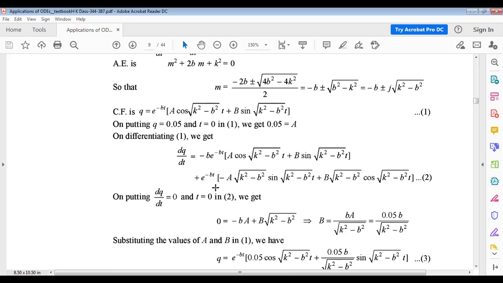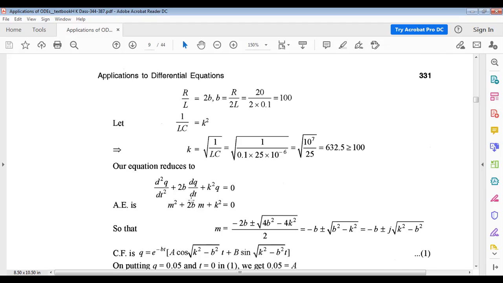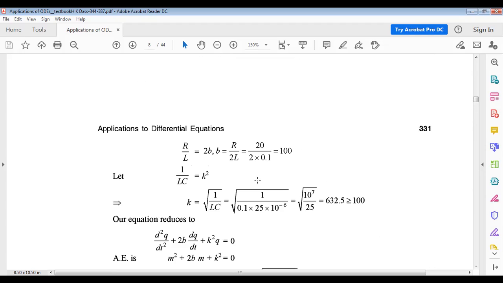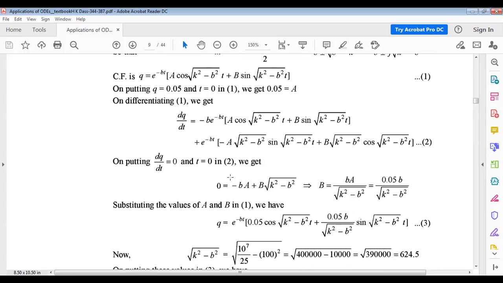Understand? So on putting dq/dt equals to 0, because I equals to 0. I equals to 0 is the given condition. Okay, I equals to 0 at time t equals to 0. So dq/dt means what? I. Understand? dq/dt equals to 0 at t equals to 0.